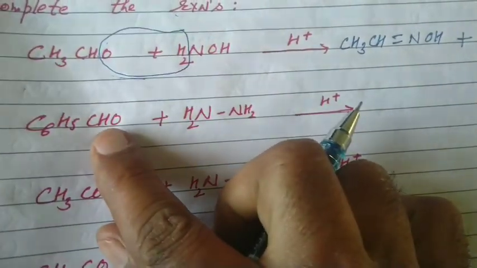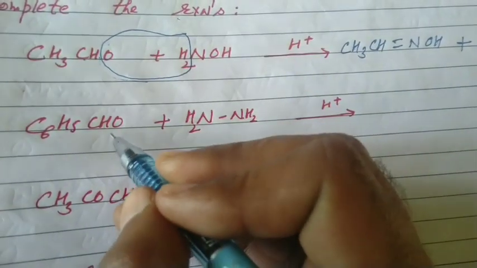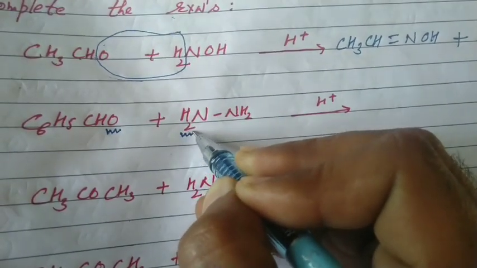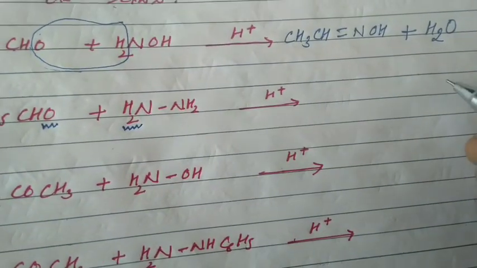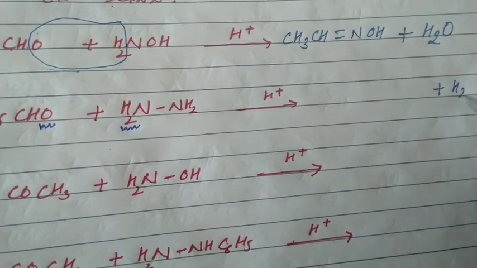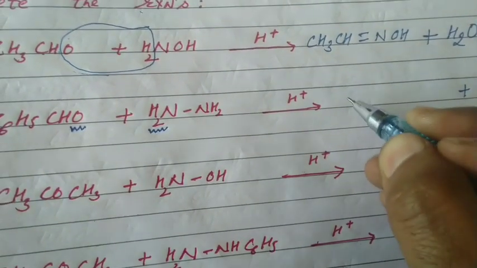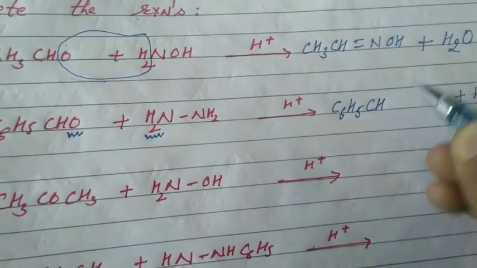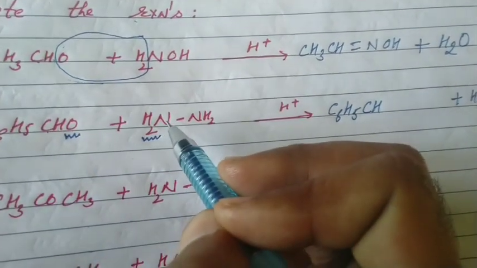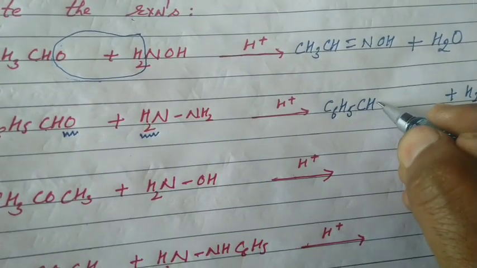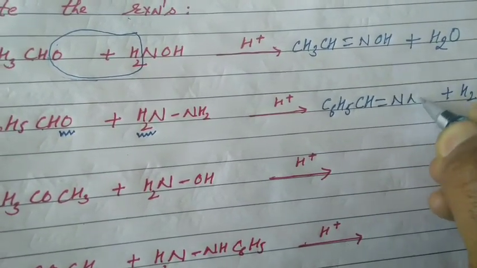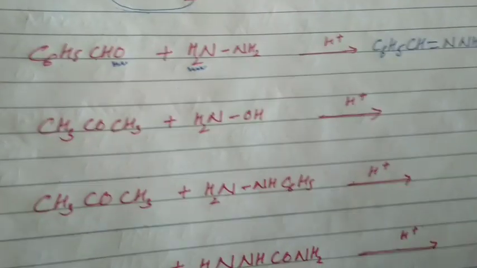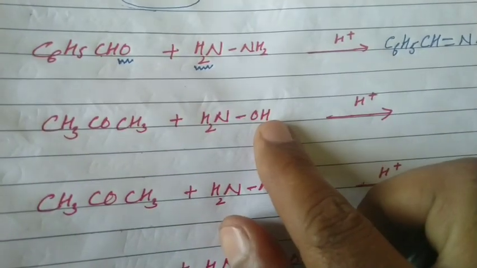Second one, students, reaction of benzaldehyde with hydrazine. Again it is common. The carbonyl carbon will lose oxygen and the ammonia derivative will lose hydrogen atoms. What happens, students? Water is eliminated as a byproduct. Students, what is left? It is clear. C6H5CH. Now this carbonyl carbon forms a double bond with the nitrogen atom of the ammonia derivative. That's the right product.